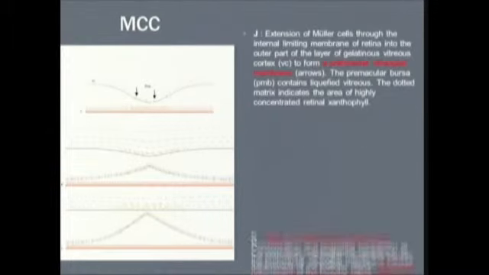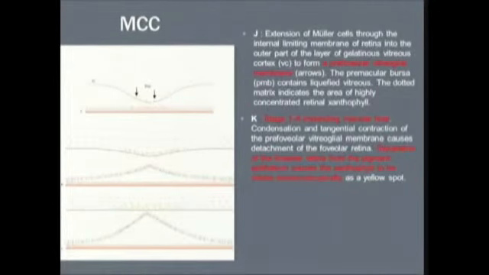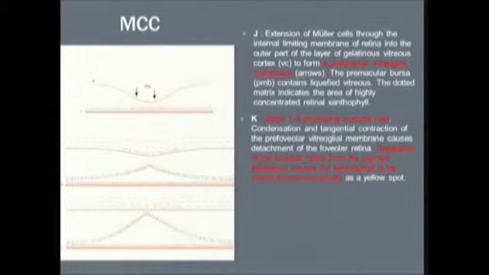So what happens in macular hole? Usually there is a starting point. So there is a proliferation of the Müller cells, and they move anteriorly over the vitreous cortex and start to proliferate.